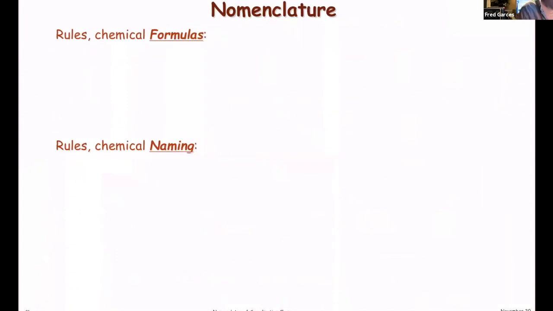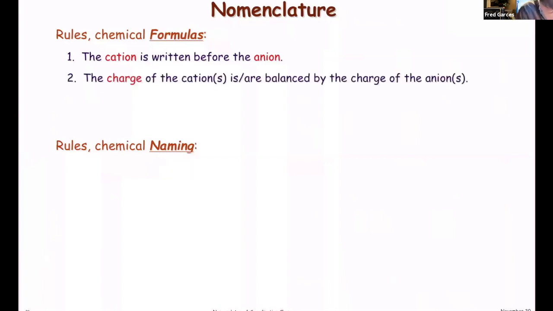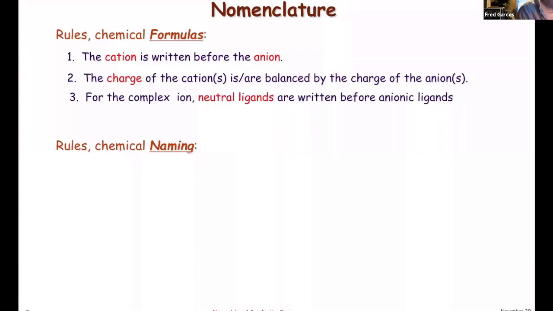That's rules for the formula. Cations written before the anion, positive before the negative. The charge of the cation is balanced by the charge of the anion in order for it to be neutral. If it's not neutral, it's fine. You just know that it's an ion. For the complex ion, neutral ligands are written before the anionic ligands. So you write the neutral before the negative ligands, and that's for writing the formula.